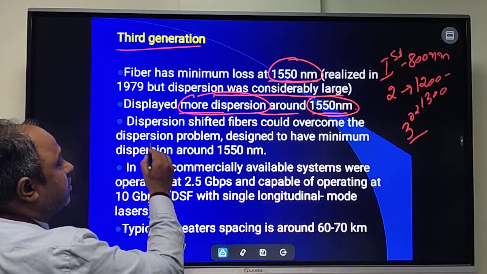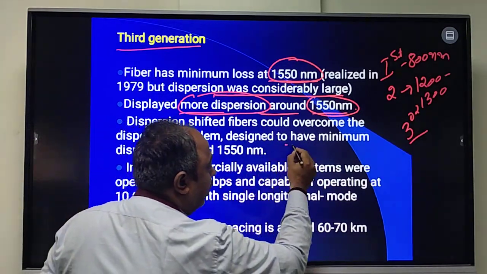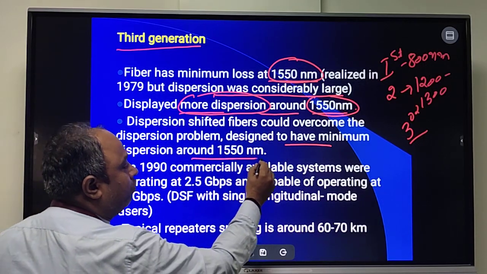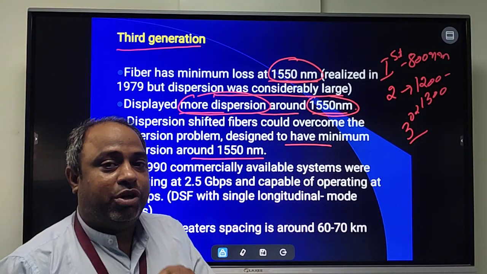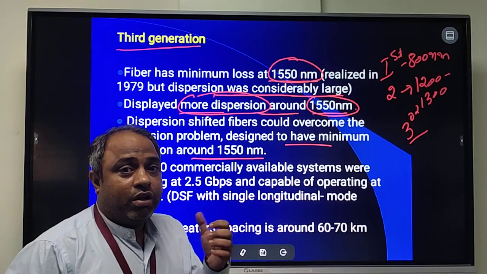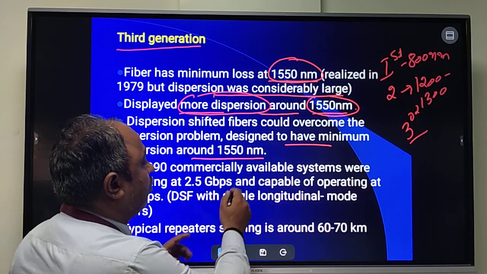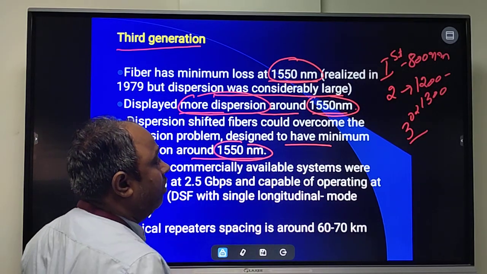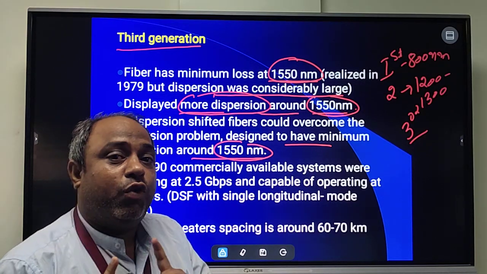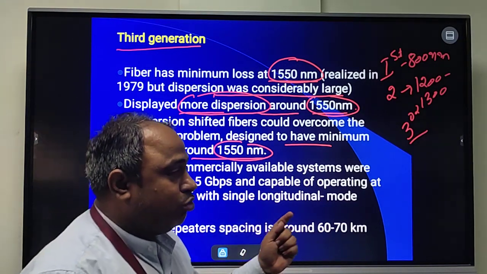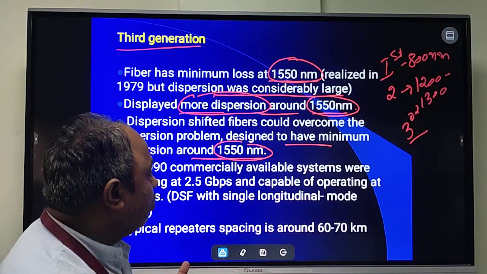Now dispersion is shifted. Fiber that could overcome this dispersion problem is designed to have minimum dispersion around 1550 nanometers. Look at this, one of the major points here: the minimum dispersion is located around the wavelength of 1550 nanometer. In this generation, we use that particular wavelength for the transmission of a signal from the source to destination, with the help of this 1550 nanometer in between the source and destination.